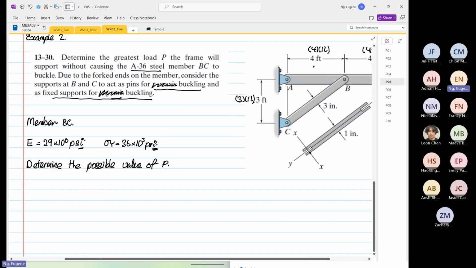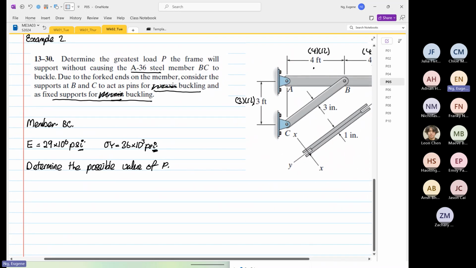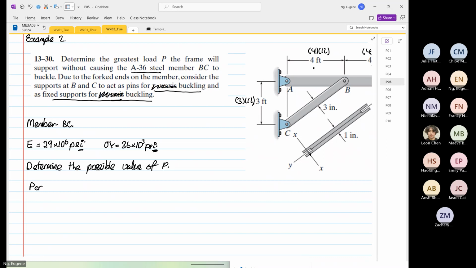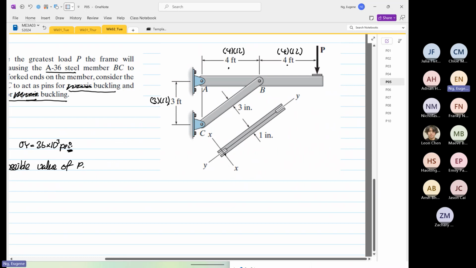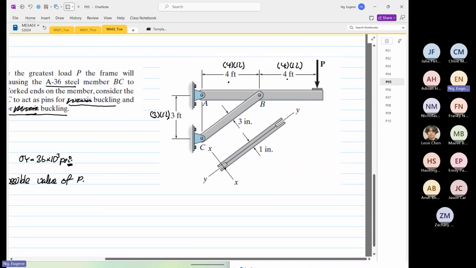We are not given any factor of safety, so the formula that we're going to use is PCR equals pi squared EI over LE squared. If we look at this structure, everything that we do now is relative to BC.